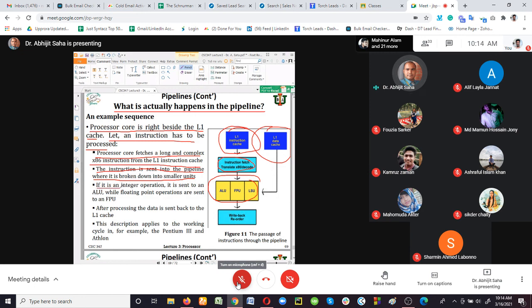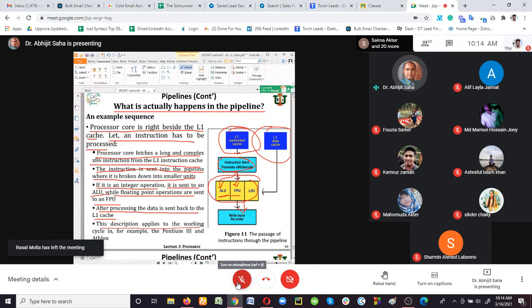If it is an integer operation, it is sent to an ALU, which does the arithmetic operations, while the floating point operations are sent to the FPU. So you have these units in the processor core. If it is an integer, you send it to the ALU; if it is a floating point operation, it is sent to the FPU to do this operation. After processing, the data is sent back to the L1 cache. When the execution is done, we know already that it is sent back to the memory. That is what it is talking about.